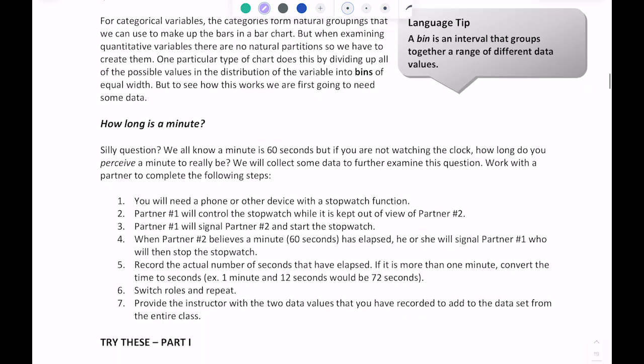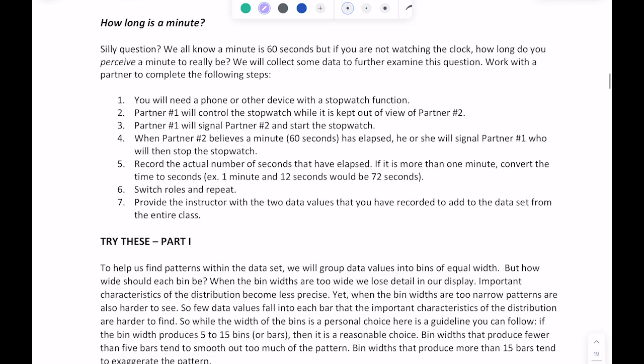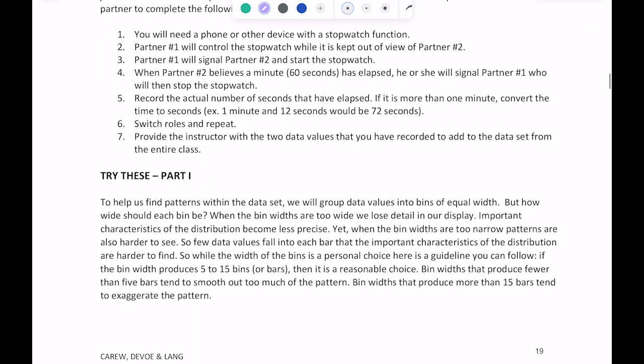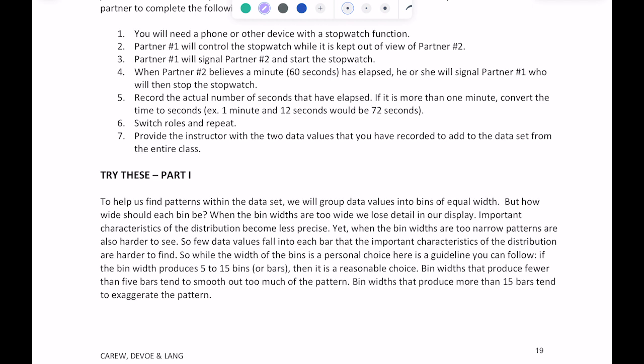So there's an activity that you'll complete in class. It's called How Long is a Minute? But we can't do that here online. So I'm going to just give you a set of data, and we're going to create a table and then create a histogram, which is a type of display we use for quantitative data.